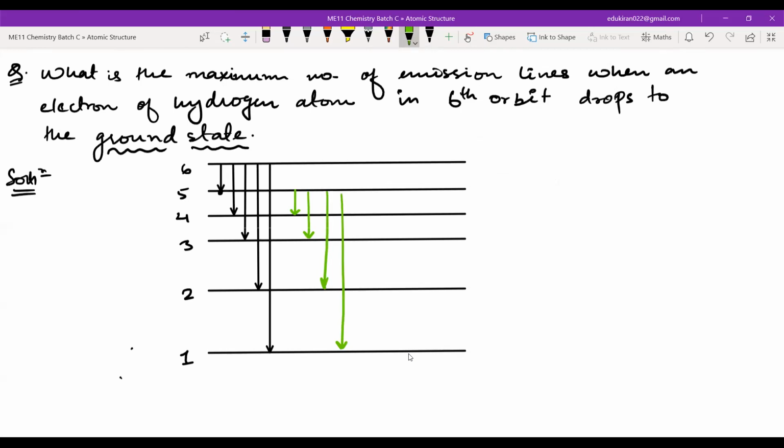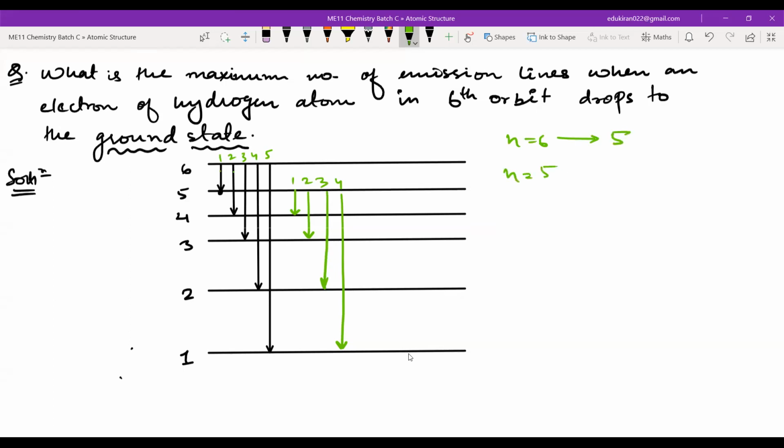Yes, sir. Now, if I get to the 4th one, you can imagine what lines can happen. Yes, sir, now we can make a pattern. For example, if I am in the 6th orbit, I will have 1, 2, 3, 4, 5 lines. If I am in the 5th orbit, I will have 1, 2, 3, 4 lines. So in the 6th, I will have 5 lines.